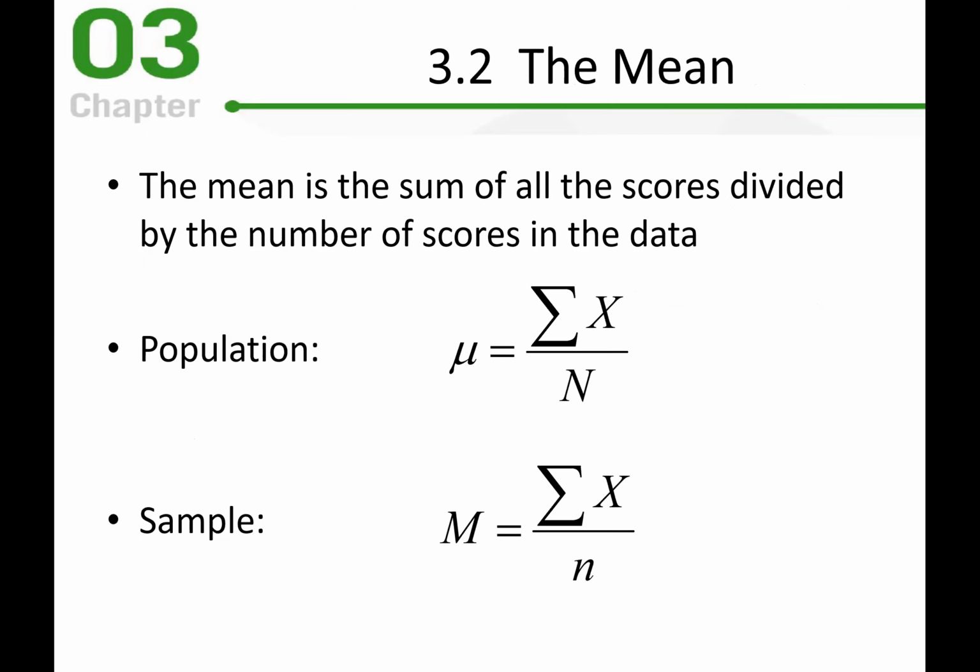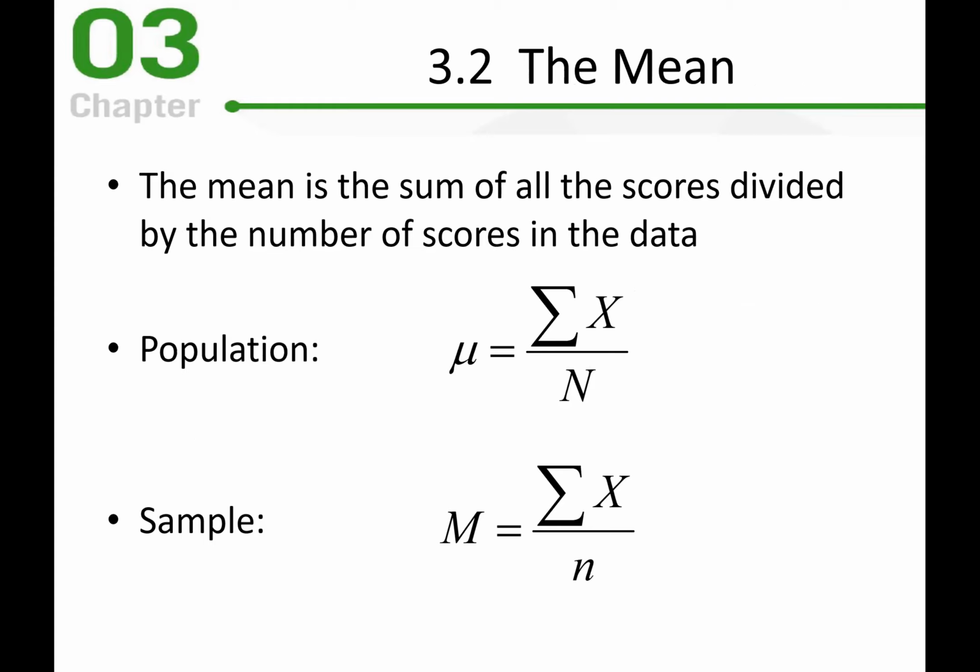All right, so some formulas. We're going to talk about our first measure of central tendency, and that's going to be the mean, also called the arithmetic average or the arithmetic mean. It's the same thing. The mean is going to be the sum of all the scores divided by the number of scores in the data.